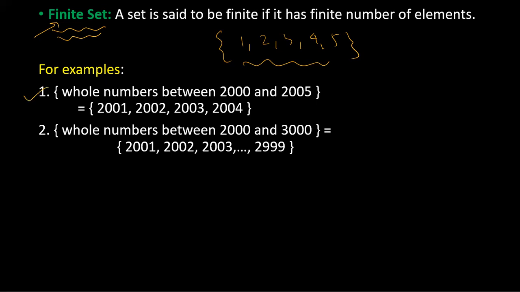I have given some examples. Whole numbers between 2000 and 2005. There are only 4 whole numbers between 2000 and 2005, that is 2001, 2002, 2003, and 2004. So obviously there are 4 elements. So this is a finite set. Again, I have given another example, the whole numbers between 2000 and 3000. How many elements can we count? Obviously there are a finite number of elements. So this is a finite set.